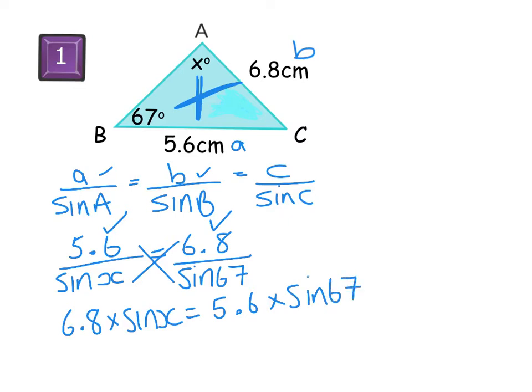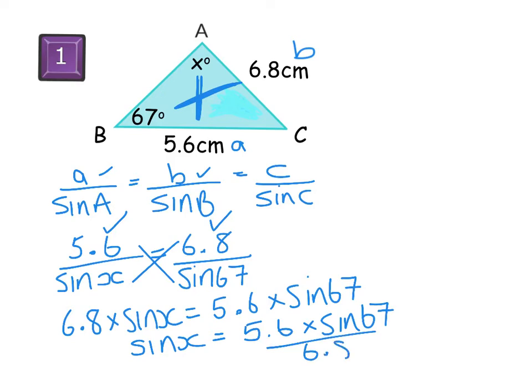Now from there you'll see that the 6.8 is stopping the sine x being on its own, so we're going to divide by that to counteract the times. So we've got 5.6 times sine 67 all over 6.8. Now if you put that into your calculator, remember you can either use the fraction button or make sure you close any brackets that open up. Some of you might want to press equals after the top line before you divide by the 6.8.